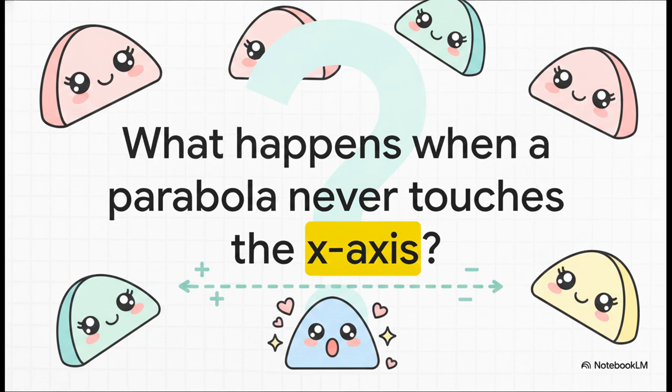But what happens when you get that one rebel parabola that just floats up there in the sky, completely avoiding the line? I mean, did you break the math? Did the solutions just vanish into thin air? Are they fundamentally broken? Well, for centuries, some of the most brilliant mathematical minds in history thought exactly that. Today, we're going to track down exactly where those missing roots are hiding.